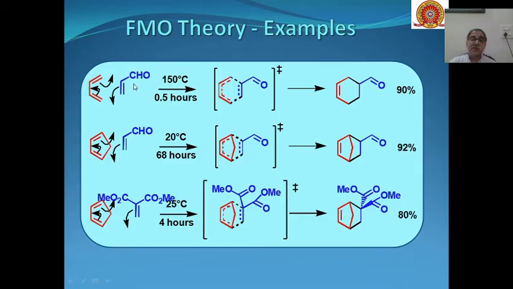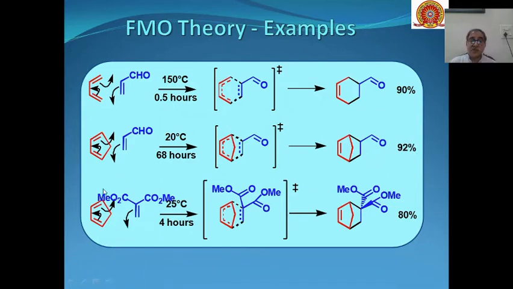Some more examples here. One of the hydrogens of the dienophile has been replaced by electron withdrawing group CHO, and here two of the hydrogens have been replaced by these electron withdrawing groups. So 1,3-butadiene in only 30 minutes will give you 90% of the product. This reaction was done at 150 degrees centigrade, but if it is done at 20 degrees centigrade, temperature is low, then in 68 hours you will get 92% of this product.